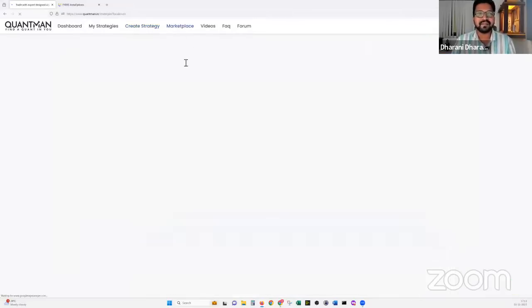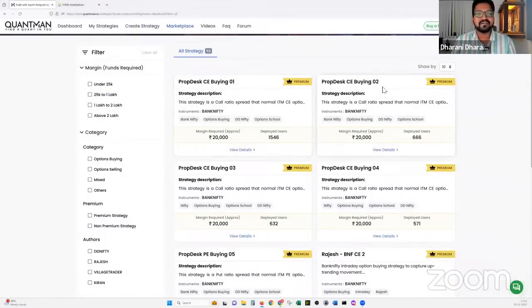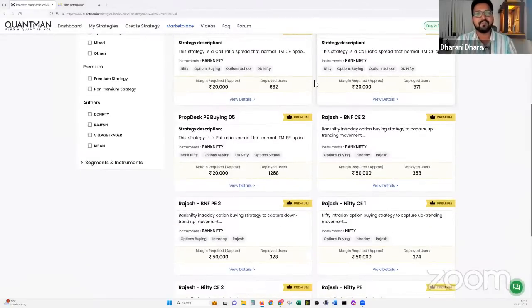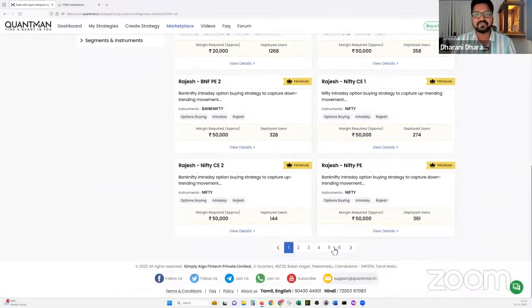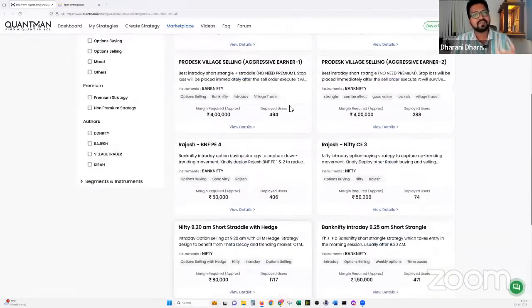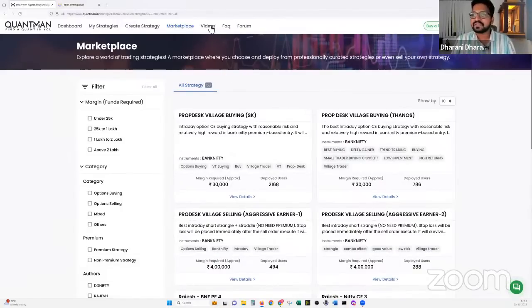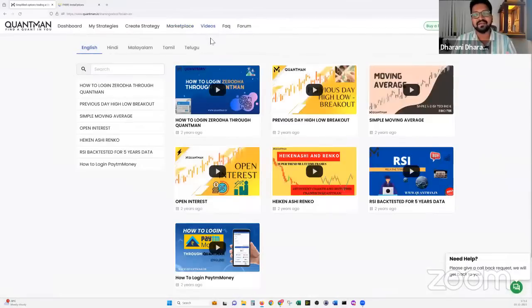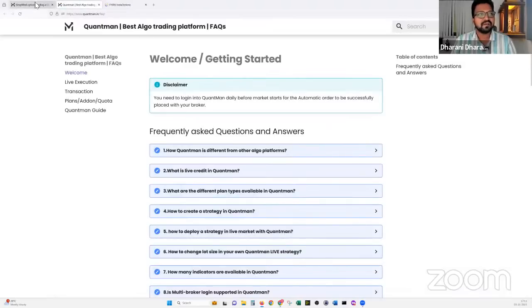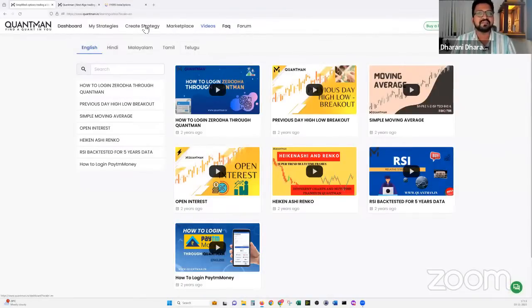Then we have the marketplace, where you can see the strategies which have been created. There are many option buying strategies and option selling strategies as well. But instead of following these predefined strategies, by the end of the session you will be able to create your own. You'll definitely enjoy today's session, I'm pretty sure, because I have done this session earlier as well, and people really enjoyed it. I hope you guys will also enjoy the same. Then we have the videos, and then the FAQ. So these are the things which are available.